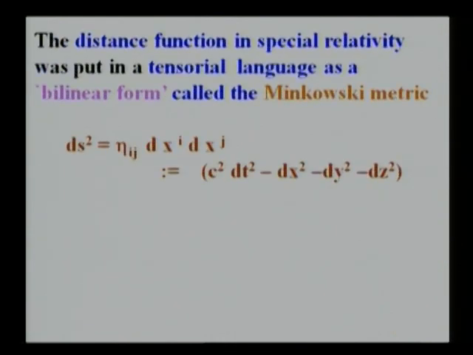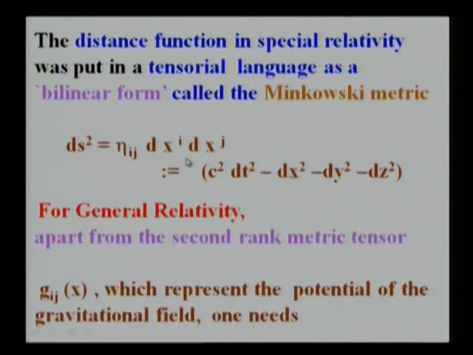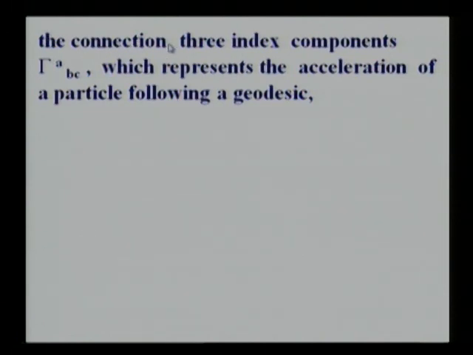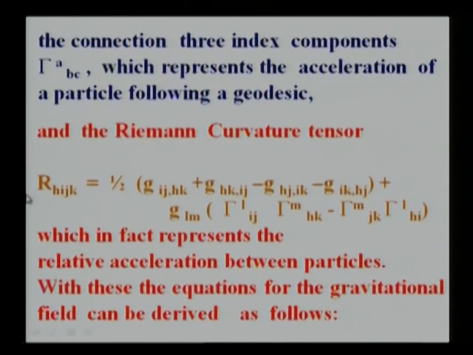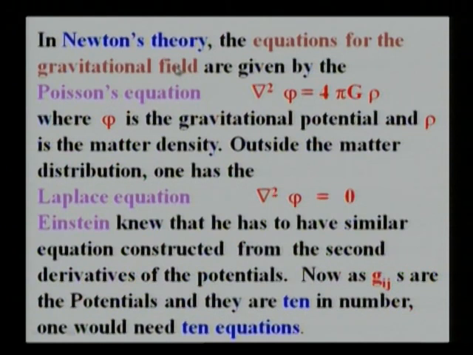The distance function in special relativity was put in a tensorial form in this way. In special relativity, the eta ij's were constants. Now we have a general one where gij's are functions and they represent potentials. And now we have the connection, with three index components, which represents the acceleration of a particle following a geodesic, and the Riemann curvature tensor, which represents the relative acceleration between particles. With these, the equations for the gravitational field can be obtained, similar to what in Newton's theory we did with the Poisson equation and Laplace equation, which is essentially a second derivative of the potential proportional to the matter density.